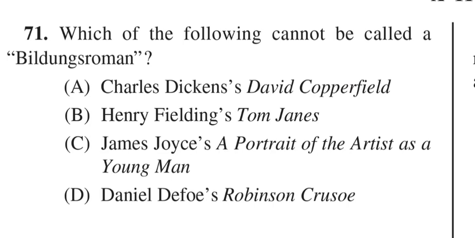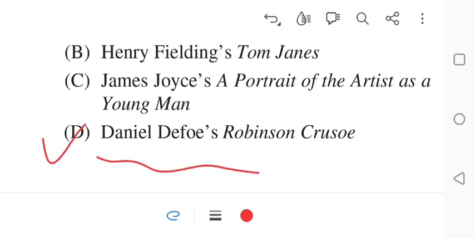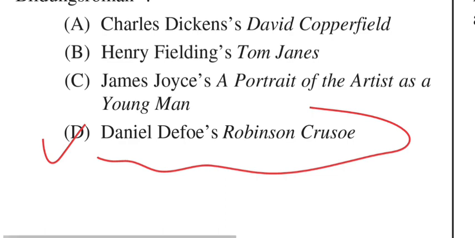Options are Charles Dickens' David Copperfield, Henry Fielding's Tom Jones, James Joyce's A Portrait of the Artist as a Young Man, Daniel Defoe's Robinson Crusoe. D is the correct answer. Daniel Defoe's Robinson Crusoe. So this cannot be called a Bildungsroman. In general, in a Bildungsroman, from a child to his adulthood or old age, a character's development and journey is described. Okay, so in that case, Jane Eyre can be called a Bildungsroman, if I'm not wrong. So you have to find out about that.